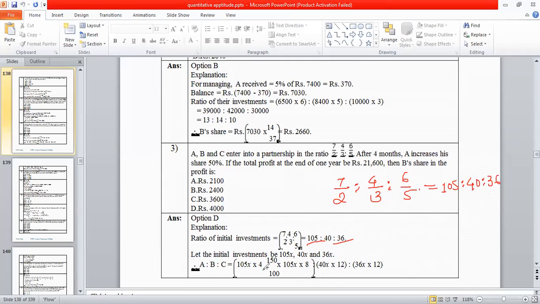Okay, let the initial investment be, here it is 105, 40 and 36. So let us consider the initial investment to be 105x, 40x and 36x. Okay, so A is to B is to C is equal to, tell me that calculation here.